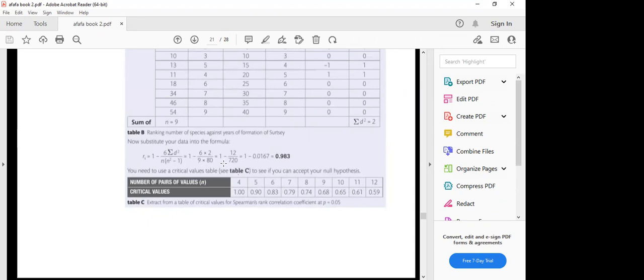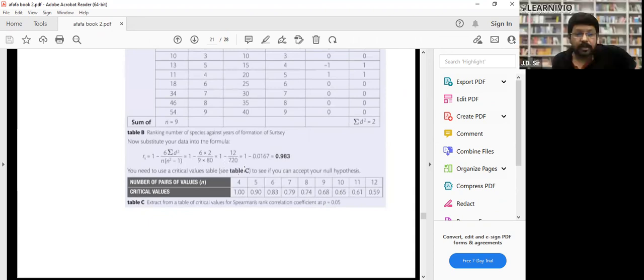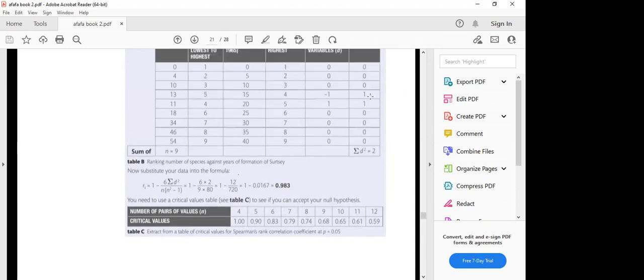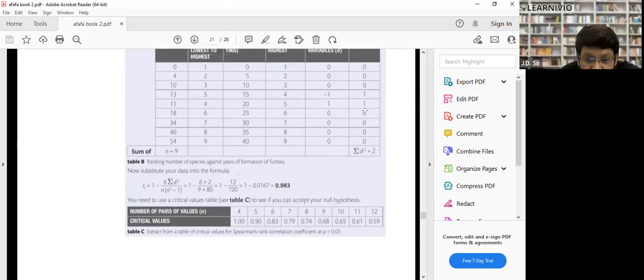Sir, how did they get two 1s for the difference? Sorry, d squared. There, d squared. Two 1s, yeah, in the last. Okay, in the last there are two 1s.